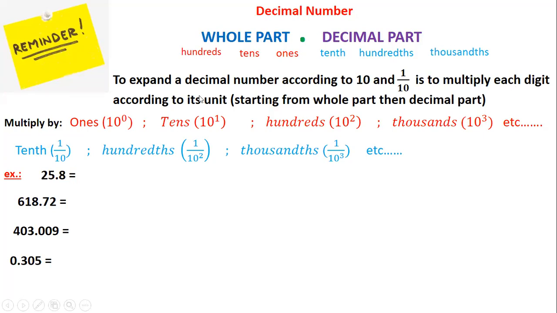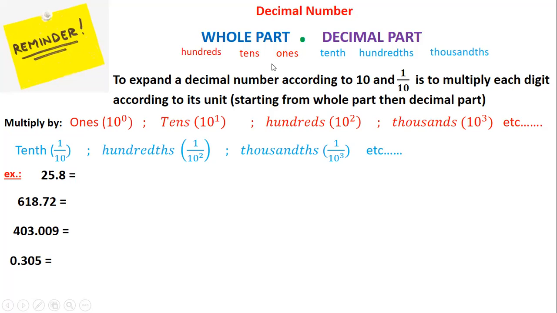So to expand a decimal number according to 10 and 1 over 10 is what? It is to multiply each digit according to its unit. So we always multiply each digit. I mean, we multiply the digit in the ones according to its unit. Now I will tell you by what I multiply the ones. And also I multiply the digit in the tens according to its unit, and the digit in the hundreds according to its unit. Always, as I said, to start expanding, we start from the whole part first. I finish all the whole part, then I move to the decimal part.